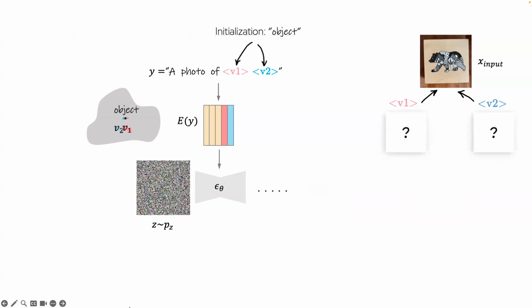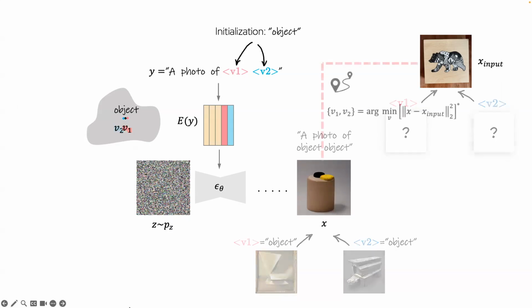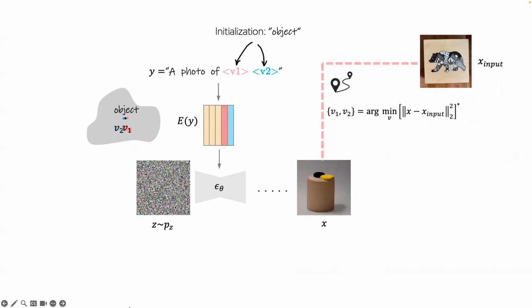Where should we start this optimization? So we find that a good starting point would be with a general concept, like the word object, which works really well. So in practice, we initialize these two vectors in the latent space with the embeddings of the word object. So they are initialized exactly to be the same. So at first, if we generate images with this word, with this vector, we'll just get some images of objects. And then this will be an iterative optimization process following the process proposed in textual inversion, but this time with a modified term. Instead of optimizing on a single word, all we do is optimizing on two consecutive words.